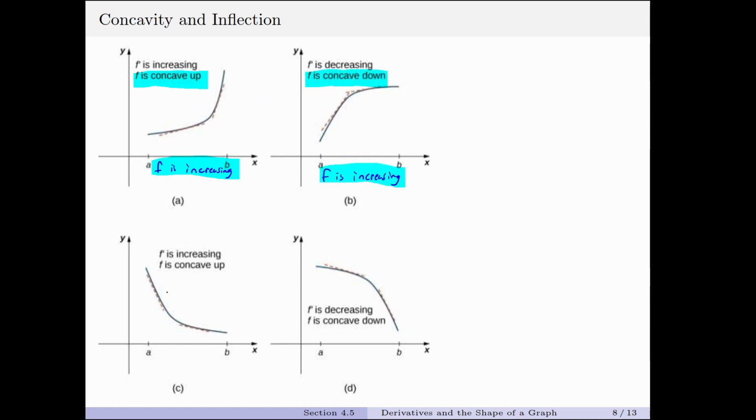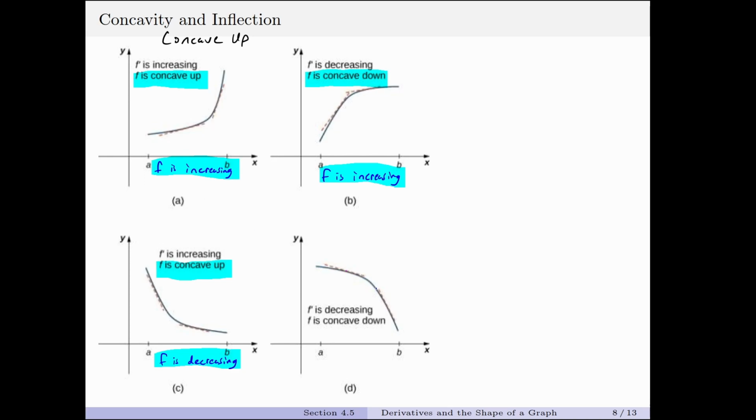On this third example, part C here, the function is moving down, so I see that f is decreasing. And the tangent lines are getting less negative as I move from left to right. So that means that f prime is increasing, so the function is concave up. So on the left, I can see the two examples that are concave up. If I look at the last example here, the tangent lines are getting more and more negative. They're decreasing, so f is concave down.